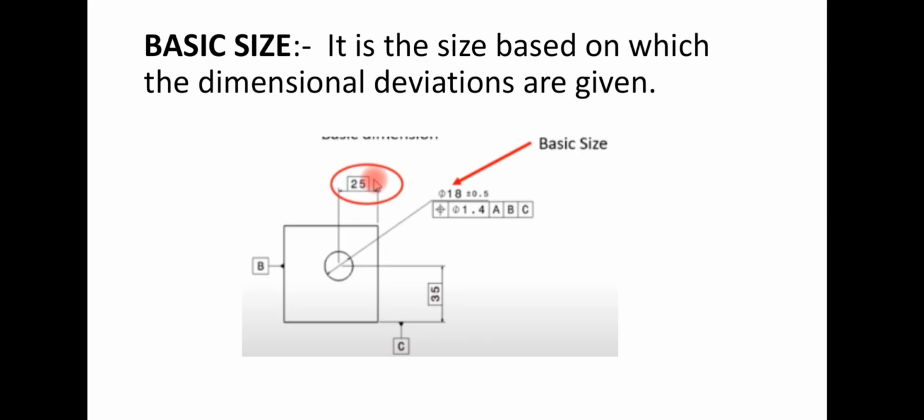It is a size based on which the dimension deviations are given. Here in the picture there is a size of 25 over there, and another is a diameter of 18, denoted as a hole. The feature is a hole, and there is a tolerance also given, plus or minus 0.5. You can see 18 plus or minus 0.5. In the other dimension, 25, no tolerance is given like plus or minus. Then simply we can say the size on which the dimensional deviations are based is the basic size.